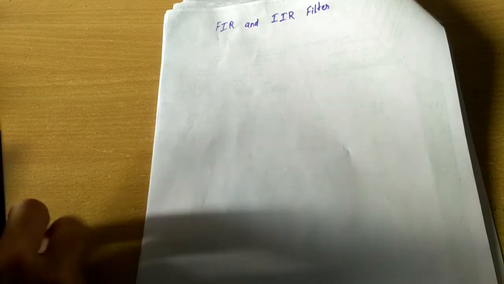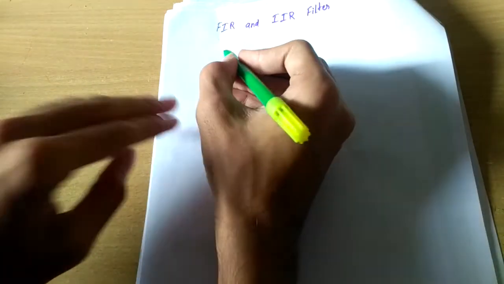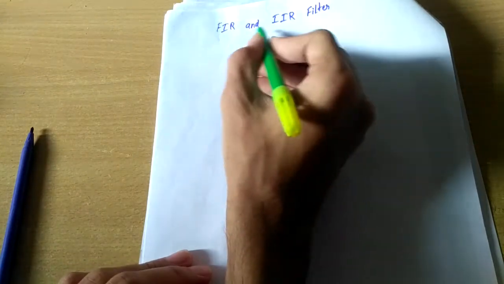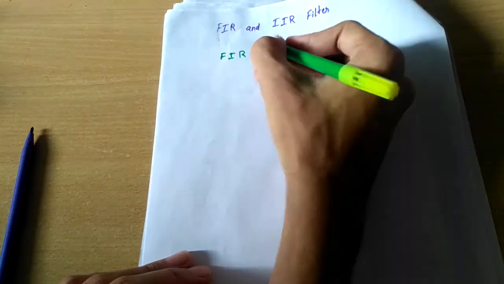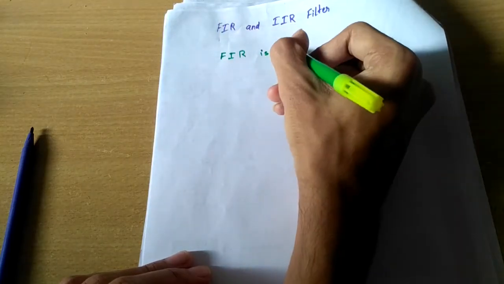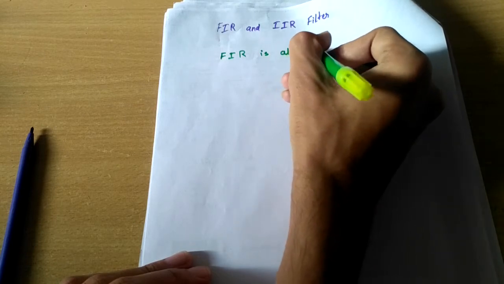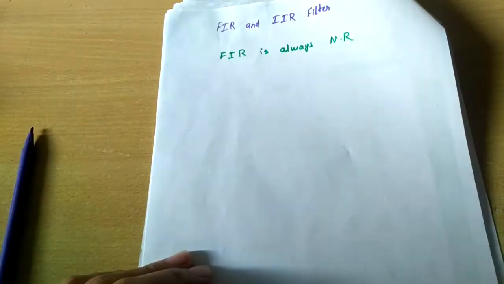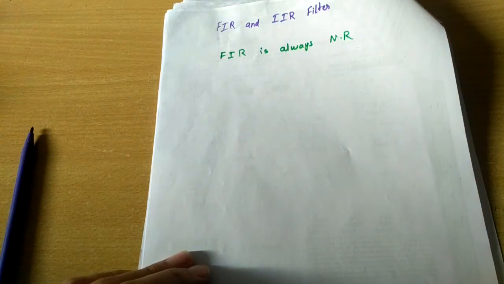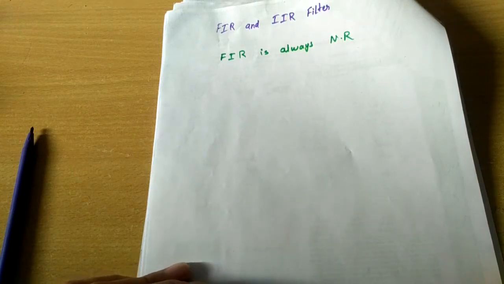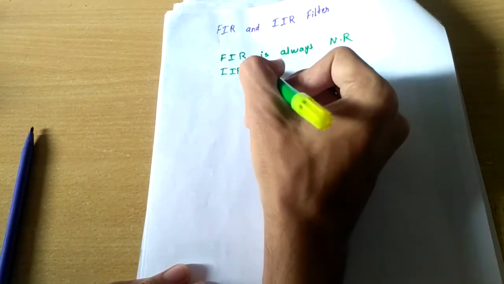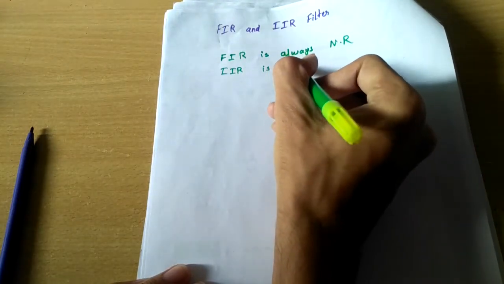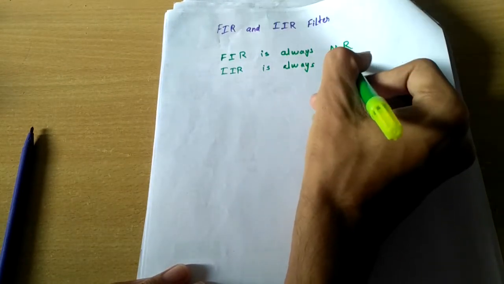So over here, I want to mention one important point. There is always one misconception regarding FIR and IIR filters, and it is that FIR is always computed non-recursively. I hope you all know what non-recursive is, that is, it doesn't need feedback, whereas recursive will need feedback, and IIR is always computed recursively.